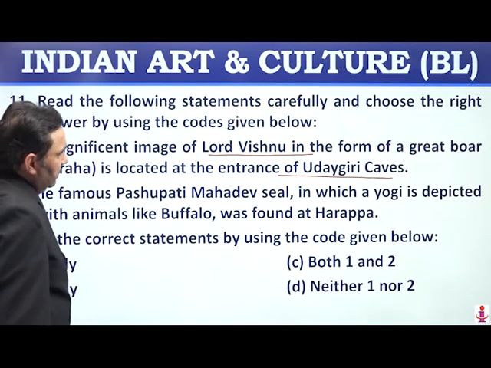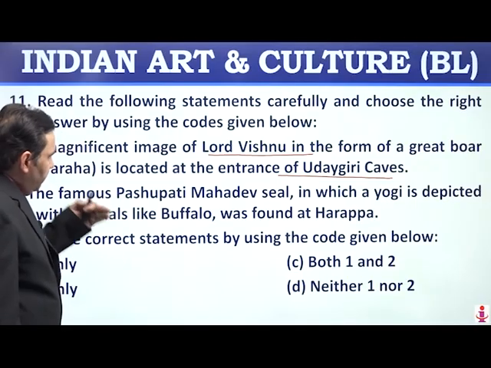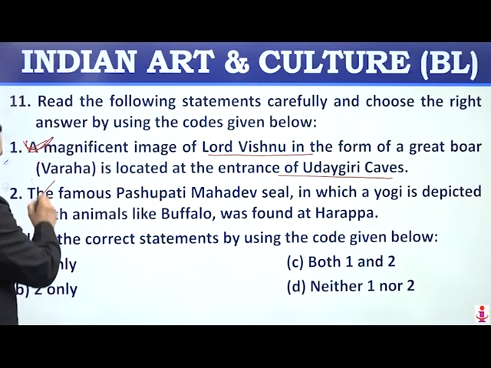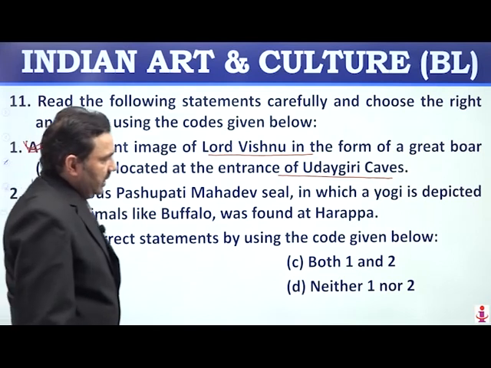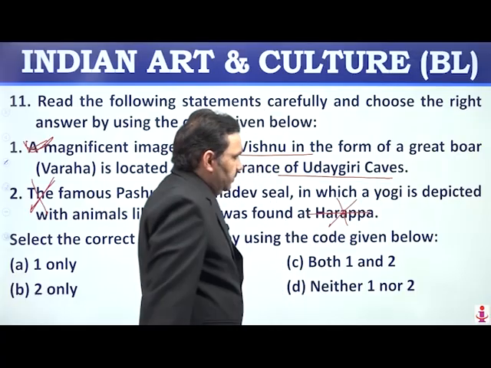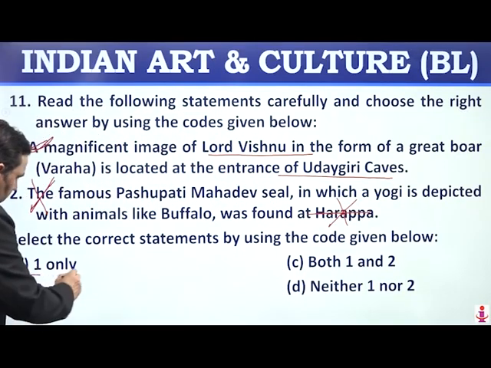The famous Pashupati Mahadev seal, in which a yogi is depicted with animals like buffalo, was found at Harappa. This Pashupati Mahadev seal was found at Mohenjo-daro, not at Harappa. So first one is right, second one is wrong. Option is A, 1 only.